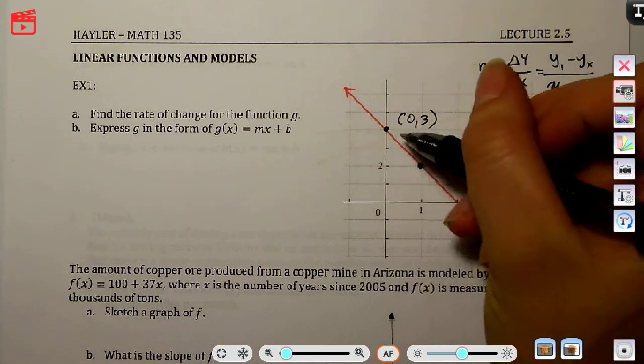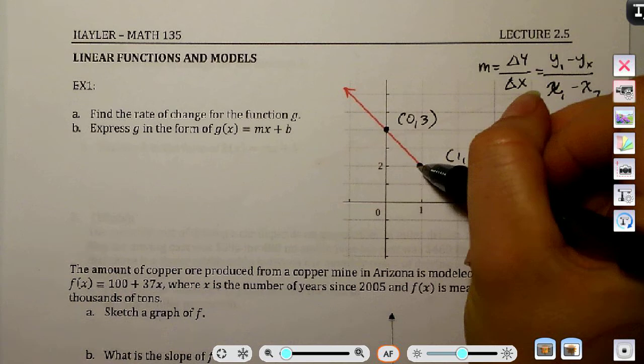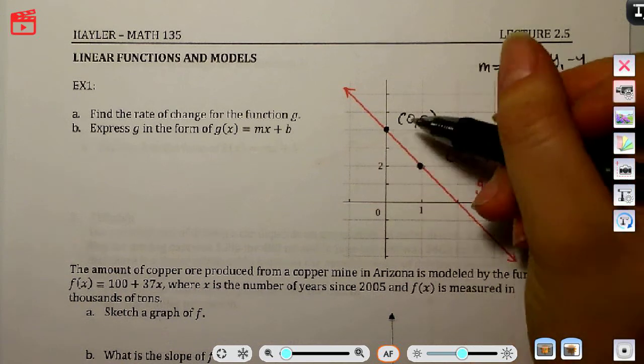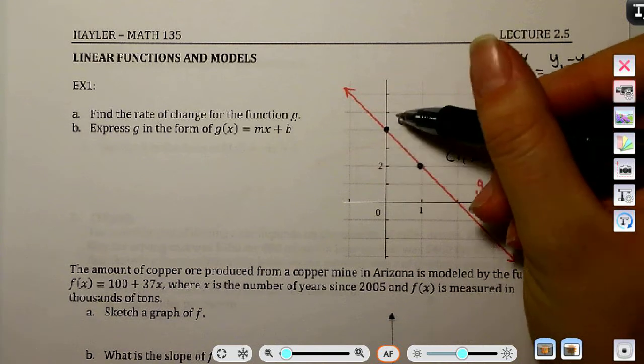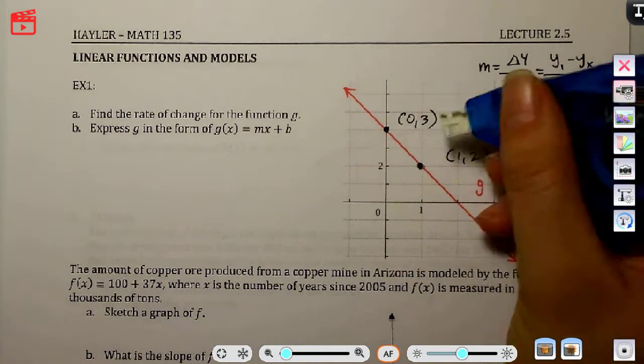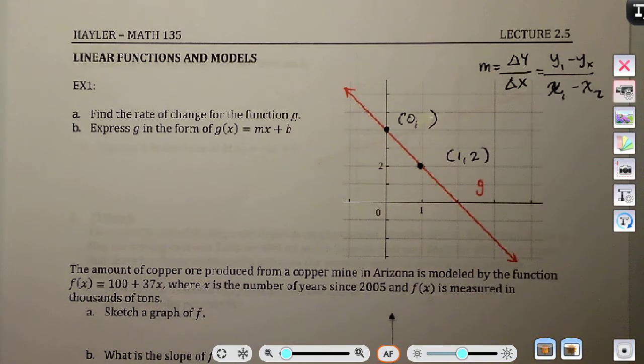count rise over run. So you either start from this point and you go to the other point, or you start from this point and go to the other one. So I'll start from this point. Oh, I just realized that's supposed to be a 4 there, not a 3. Good thing I noticed that.